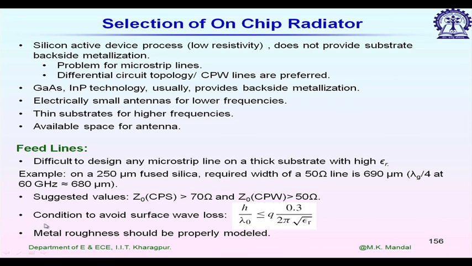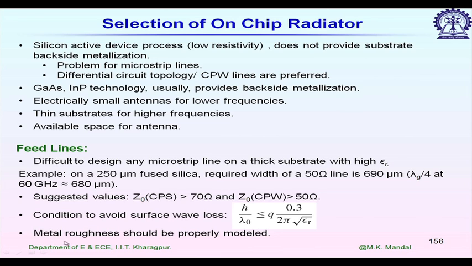We have a thumb rule, a condition to avoid surface wave loss: h by lambda naught, where h represents the thickness of the substrate, should be less than q into 0.3 by twice root epsilon r. Now this q is a parameter, it depends on the type of line, CPW, CPS or microstrip line.